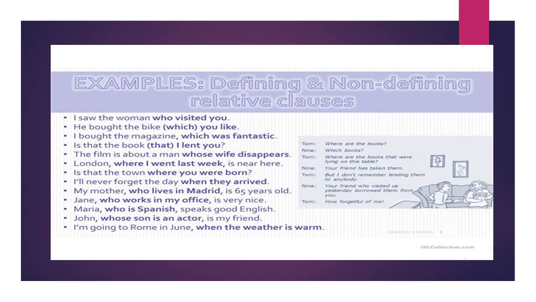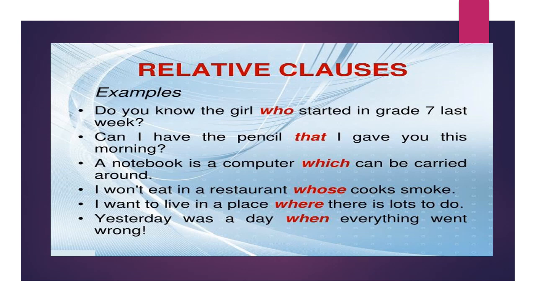My mother, who lived in Madrid, is 65 years old. Jane, who works in my office, is very nice. Maria, who is Spanish, speaks good English. John, whose son is an actor, is my friend. I'm going to Rome in June, when the weather is warm. So these are examples of defining and non-defining relative clauses.